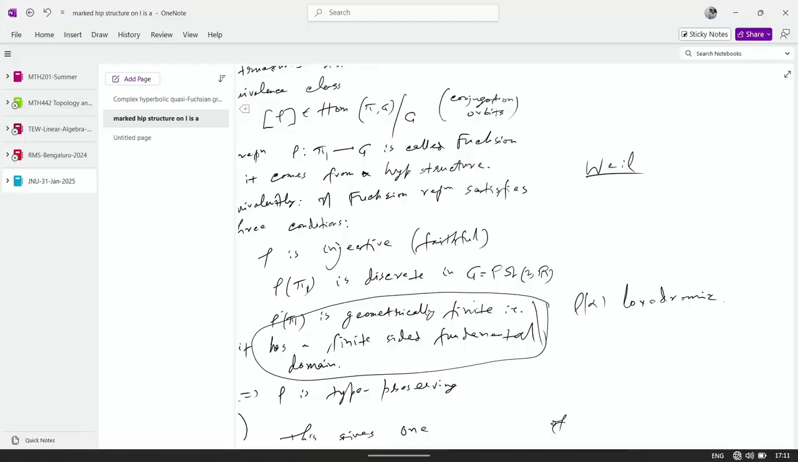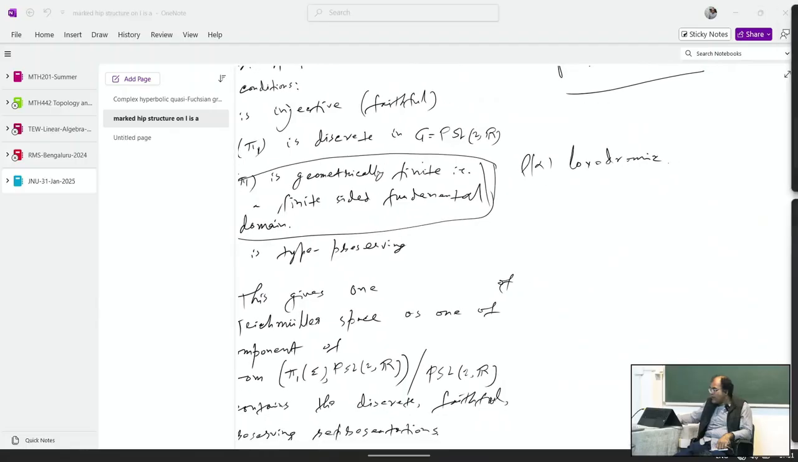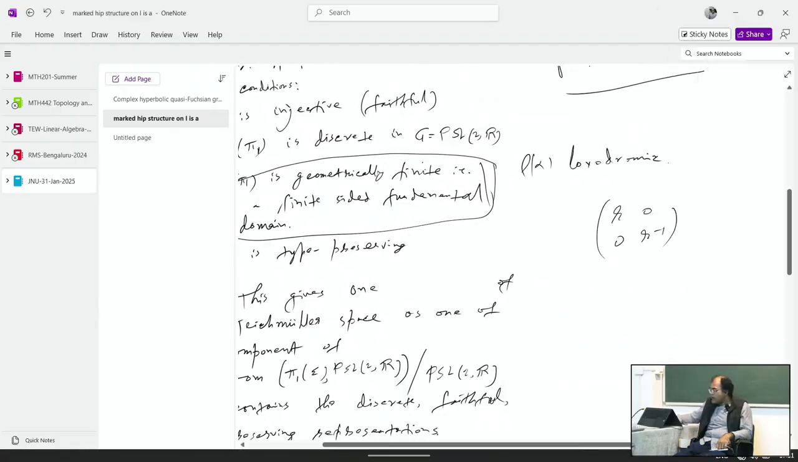If you take a surface without punctures, then you don't need this condition. The only condition is that rho of alpha is a loxodromic or hyperbolic element. So you take this discrete subgroup, which is called a totally loxodromic subgroup, meaning all elements are hyperbolic. Then in PSL2R, the hyperbolic elements are conjugate to R inverse. You know that, or you don't know? That has not been taught. Okay, so I will give you a brief explanation.